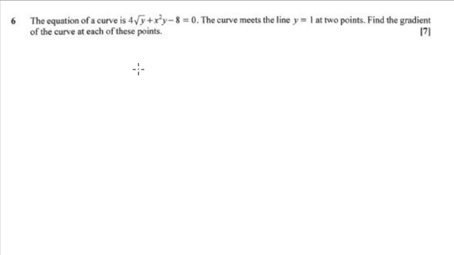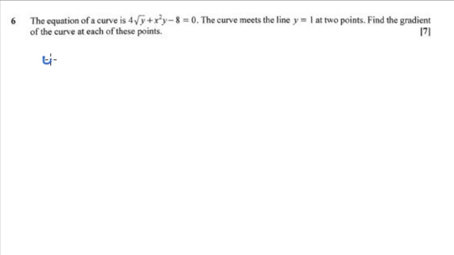Okay, question 6 is our implicit functions question. We've got x's and y's in the same function, and it's a gradient question. It's asking us to find the gradient of the curve when y is equal to 1. We're going to need to know what the x coordinates are as well. It says it happens at 2 points, so that's how I know it's going to be the coordinates, plural.